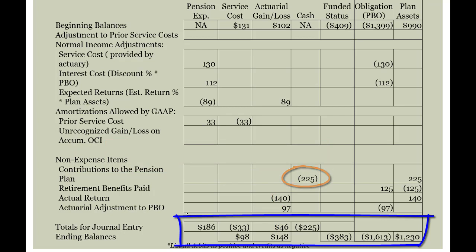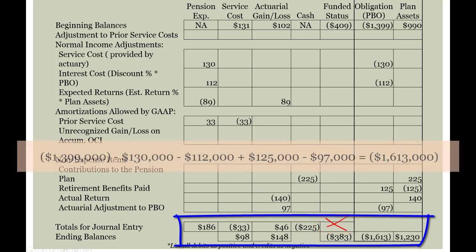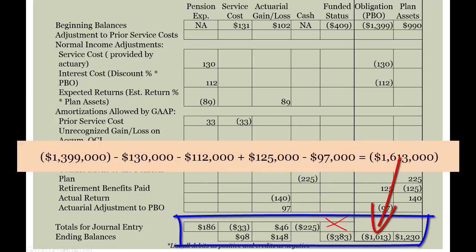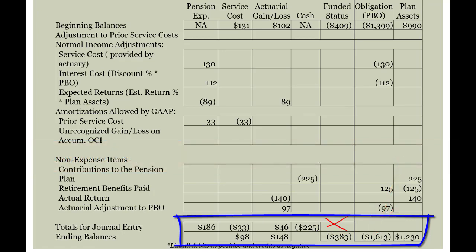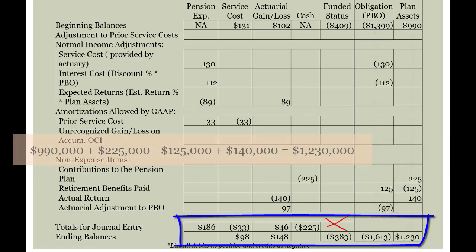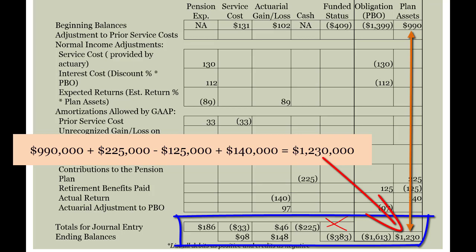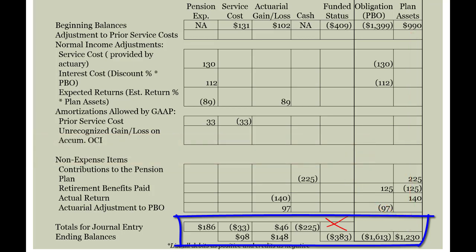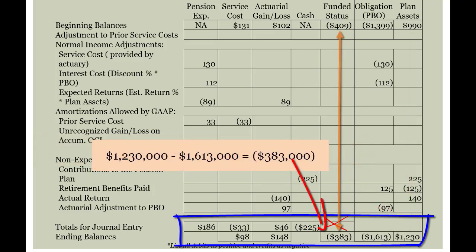225 in cash, no ending balance there. We don't worry about an adjustment here, but you can see that we end up with 1.6 million as our projected benefit obligation. It's gone way up, and our plan assets have also gone way up as we've invested a lot and had a good year with our returns. So we're up to 1203, drops our net amount down to 383.